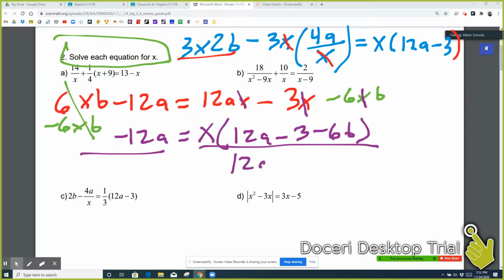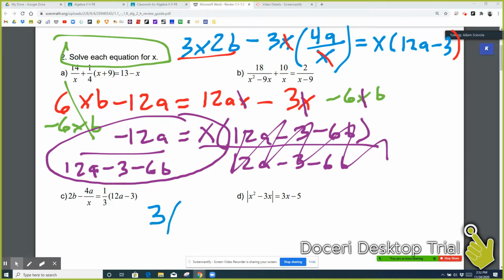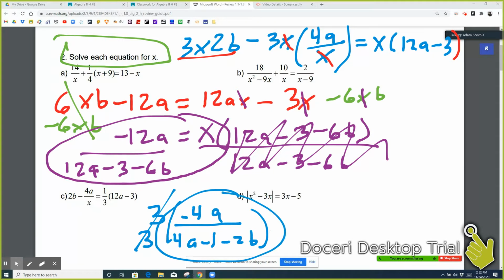All right, so then we're going to divide both sides by 12a minus 3 minus 6b. All right, and that cancels out. And then this would be our answer. The only issue is it could be simplified more because all those coefficients are divisible by 3. So, I mean, you could factor out a 3 over 3. So you can make this 3 times negative 4a over 3 times 4a minus 1 minus 2b. So I factor out 3 in the numerator and the denominator, cancel that out. All right, and then that would be your final answer.